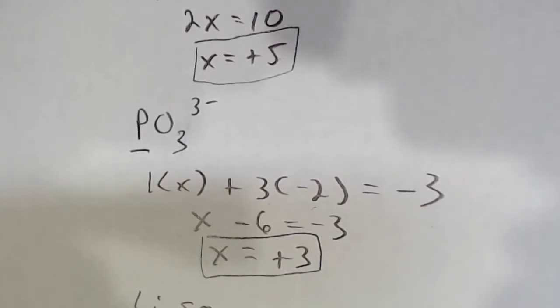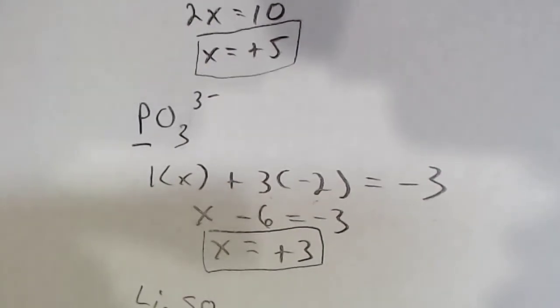These non-metals, a lot of them can range from like +7 to like -5 or so. There's a large number of possibilities. You have to calculate them.